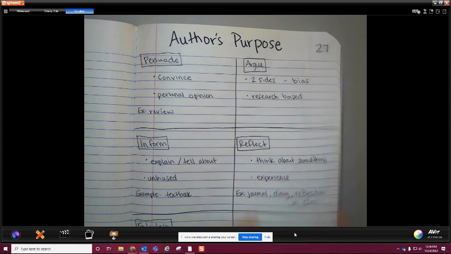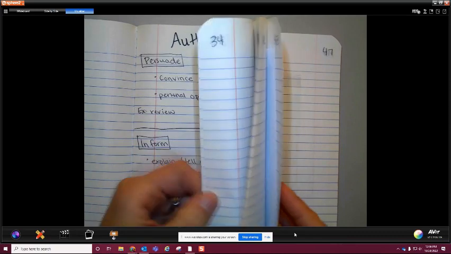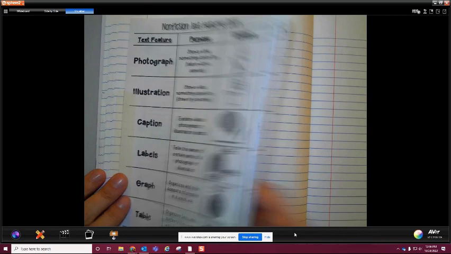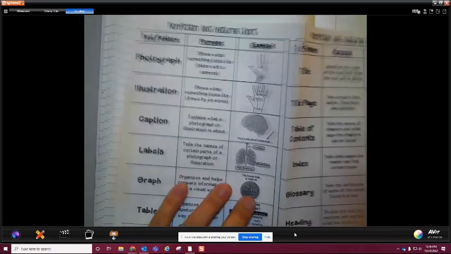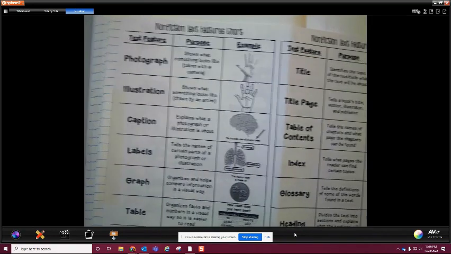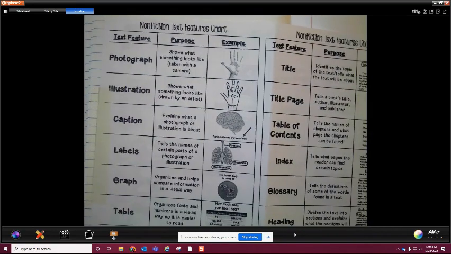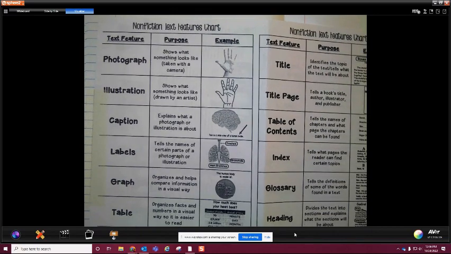The next thing that we ended up doing today is we talked about text features. And that is on page 36 in your notebook. So I'm going to show you this so you can see it. On page 36 in your notebook, there is a resource in there for you. And it basically shows you all the different nonfiction text features that you will see.